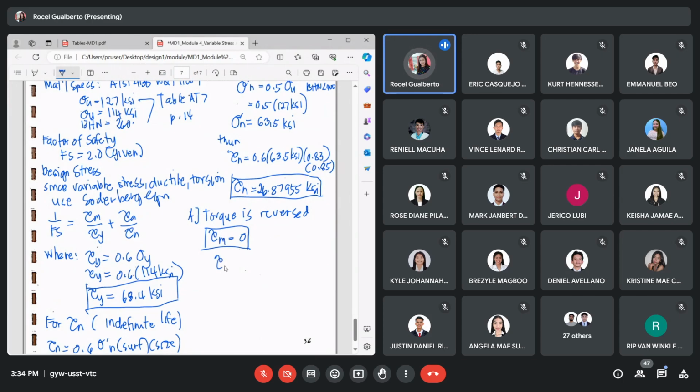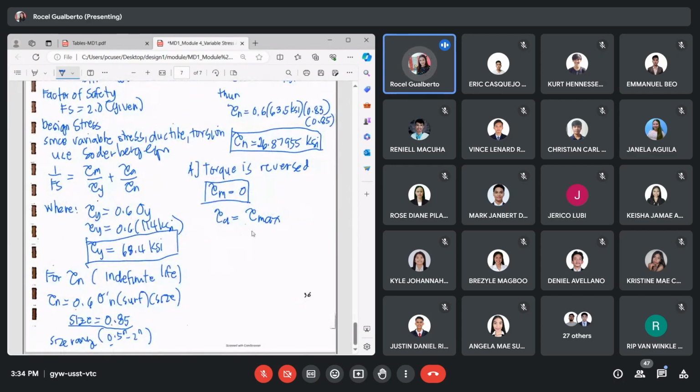And what about the value of tau a? Tau a would be equal to tau maximum. And what is tau maximum? Since torsion po ito, ano po equation natin sa torsion? 16T over pi d cube. We are looking for tau max, so I'll be using here T max. So 16T max over pi d cube equals your tau a.